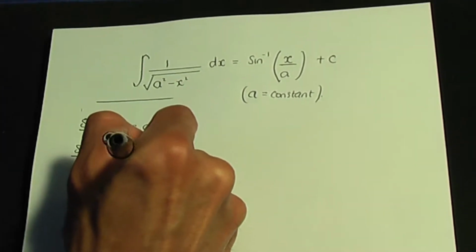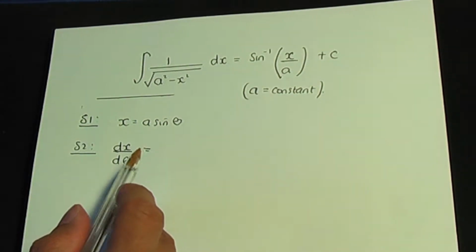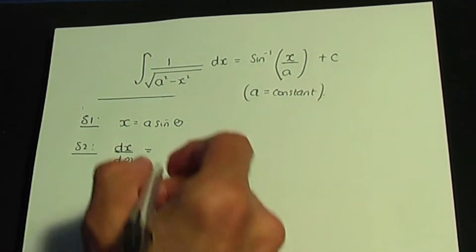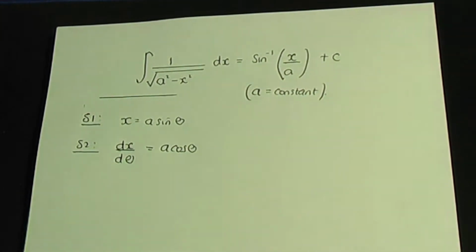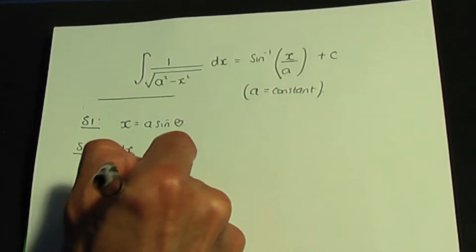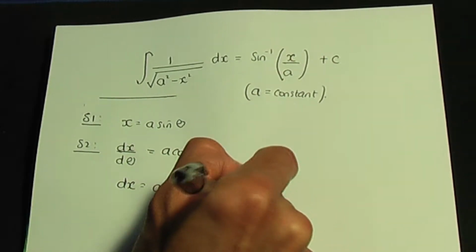So dx over d theta. A is a constant, bearing in mind. So when you differentiate sine, it's cos. So a cos theta. Let's rewrite this. Dx is a cos theta d theta.